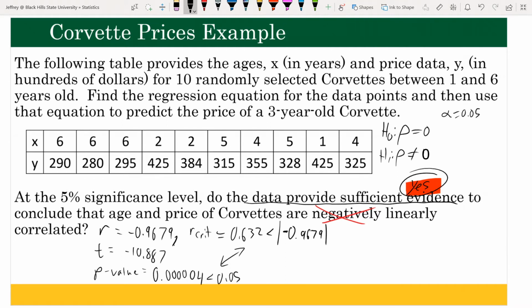If we think about the context of the problem, I think our results do make sense, because as the car gets older, the price should eventually go down. Now, this doesn't necessarily happen with every vehicle, but in most cases it does.